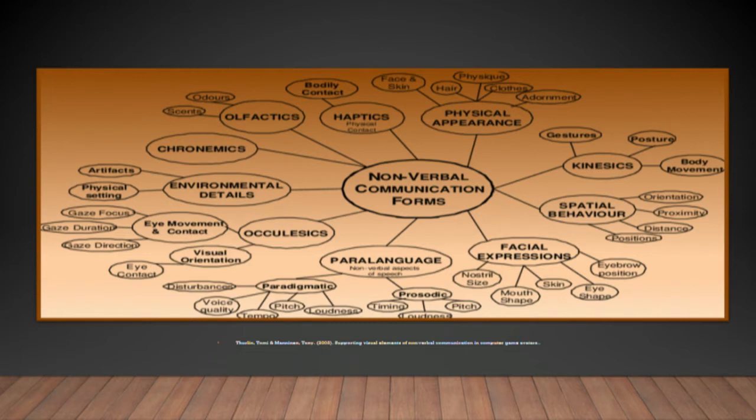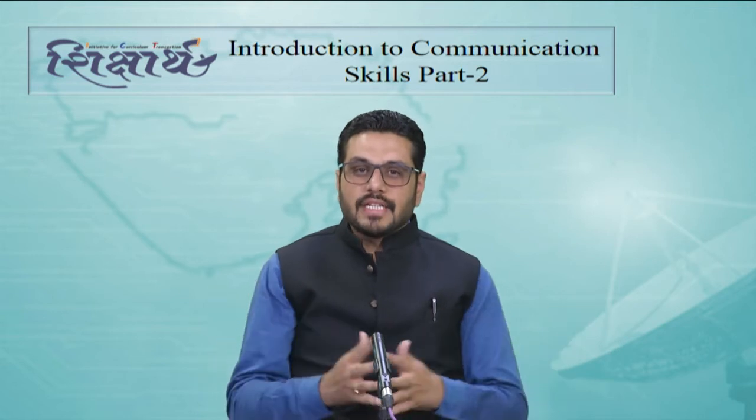Moving to oculesics. Friends, this is very important as well. Oculesics is related to your eyes: the eye movement and contact, your visual orientation. If I'm gazing at a particular thing, if I'm staring at a particular thing, the duration of my gaze, the duration of my stare.